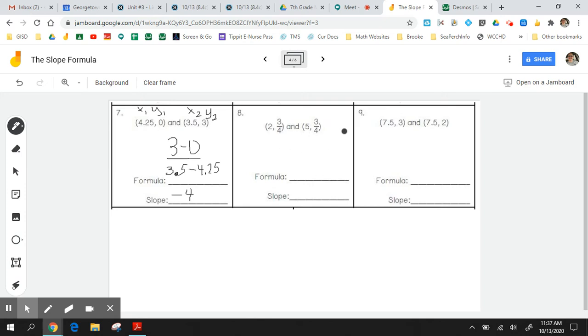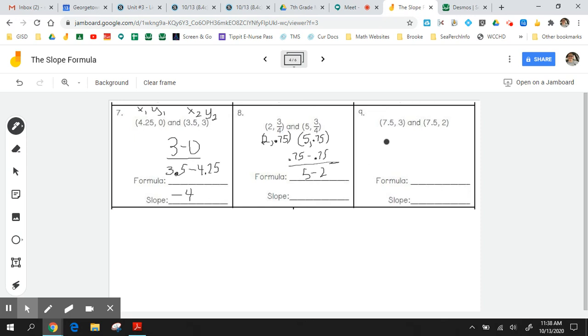All right, so number 8 looks a little different. Okay, it has a fraction in it. But if you look, this fraction, what is it as a decimal? 3 divided by 4. You can put it in your calculator. Hopefully you remember it from elementary school. But it is just 0.75. So that's a lot easier to work with sometimes if you want to just plug it in as a decimal. So really, I'm going to use 2 comma 0.75 and 5 comma 0.75. Alrighty. So I'm going to have 0.75 minus 0.75, and then 5 minus 2.